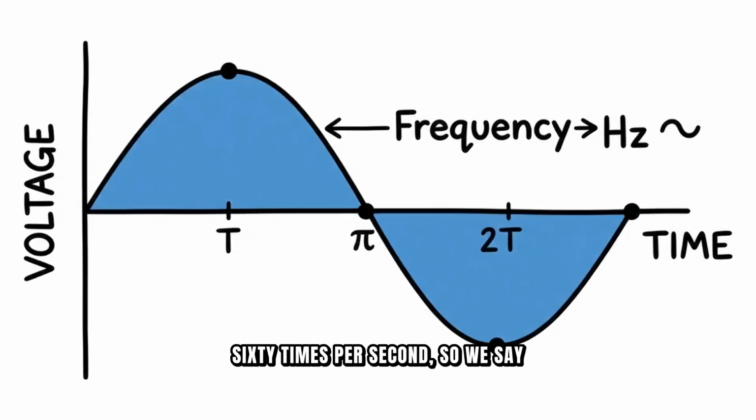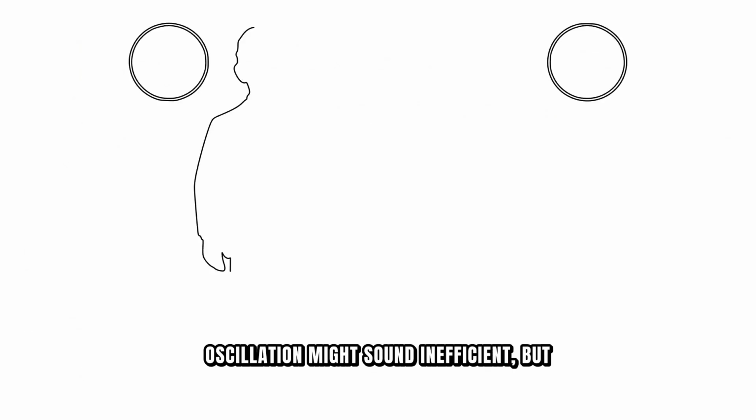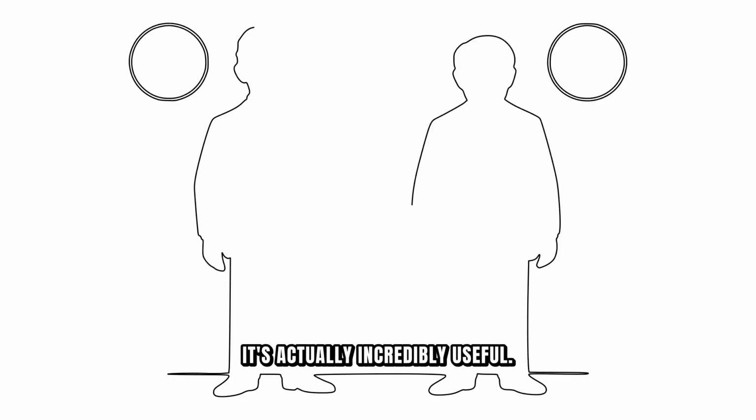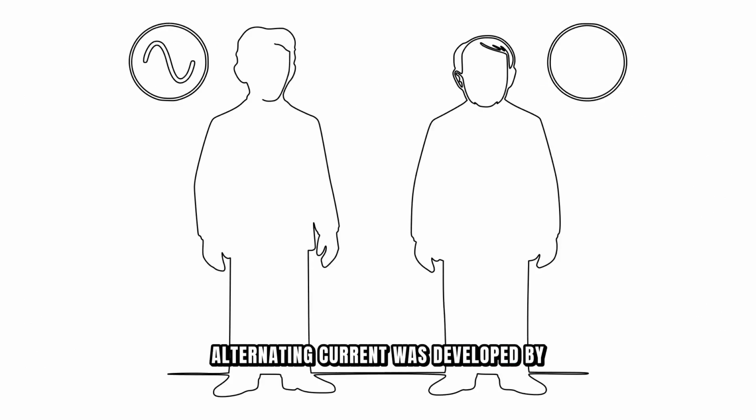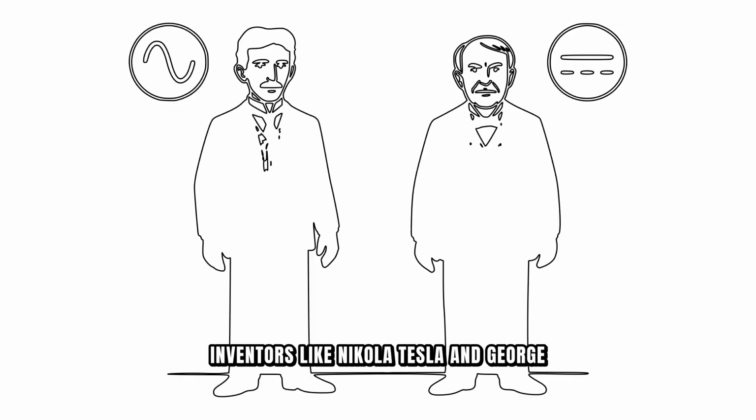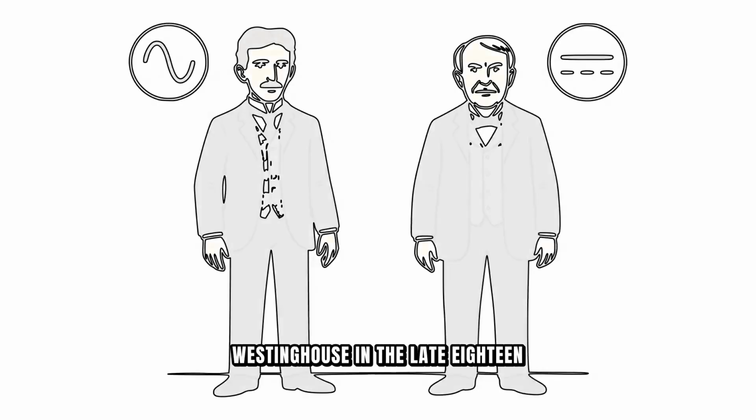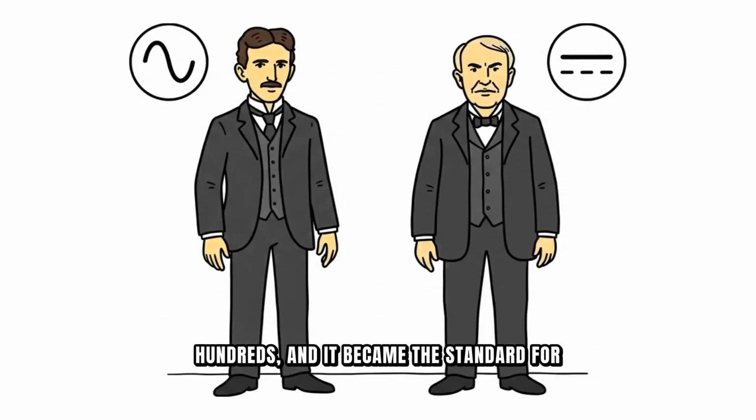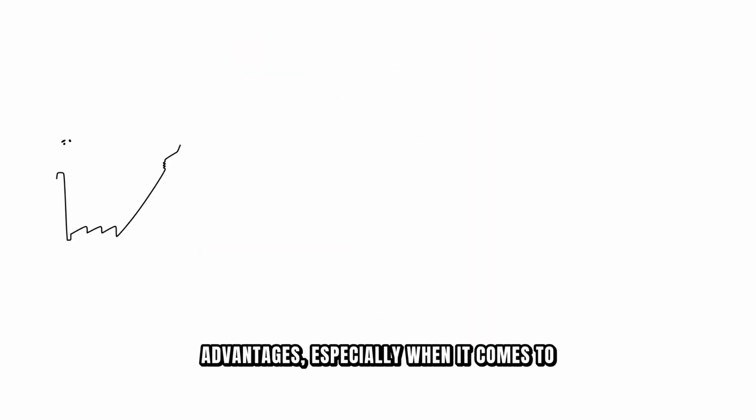In North America, household electricity alternates 60 times per second, so we say it's 60 hertz. In Europe and many other places, it's 50 hertz. This constant oscillation might sound inefficient, but it's actually incredibly useful. Alternating current was developed by inventors like Nikola Tesla and George Westinghouse in the late 1800s, and it became the standard for power distribution across the globe.